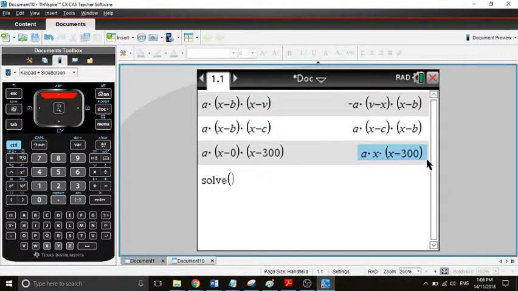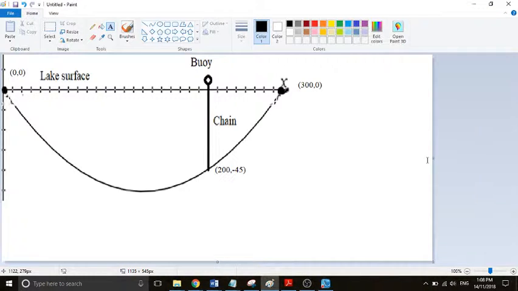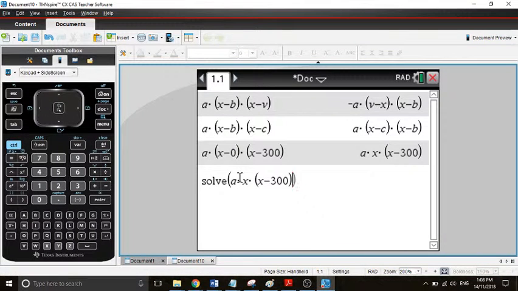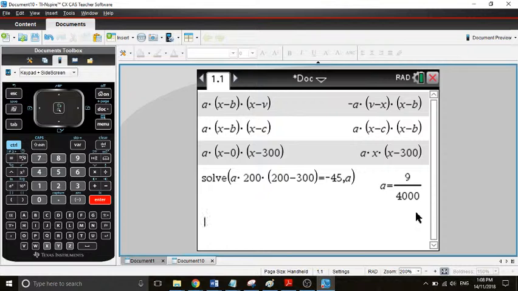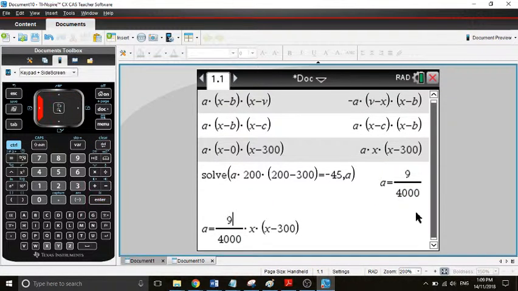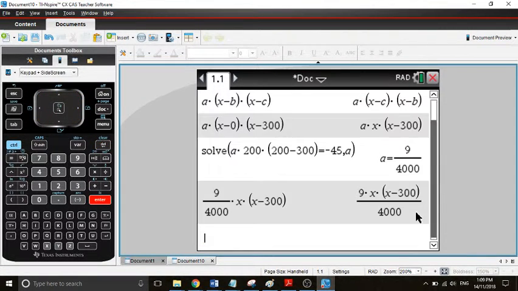So we're looking at this here: 200 instead of x, negative 45 for our function. So negative 45 equals a times 200 times 200 minus 300, and we are solving this for a. A is 9 on 4,000. So our equation becomes that.